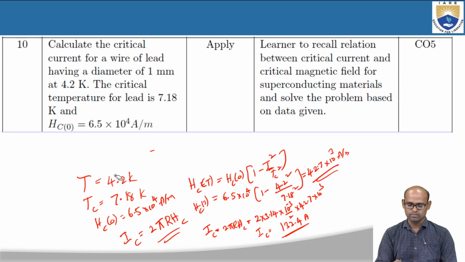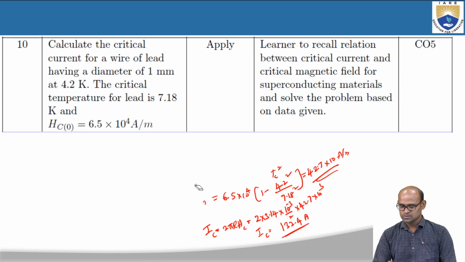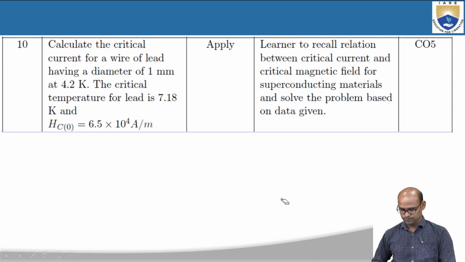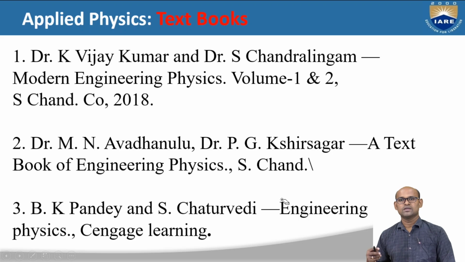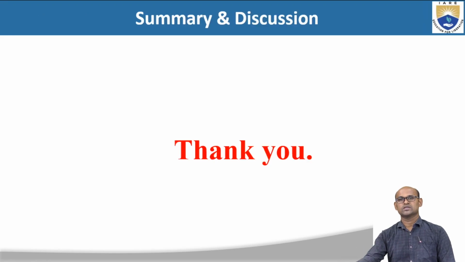So we have basically solved all the 10 problems. 5 of them are on magnetic materials and 5 of them are on superconducting materials. We have solved all the numerical problems of the module. These are the textbooks I have used and references to look at. To summarize, I have discussed the analytical questions of module 4 in this presentation.